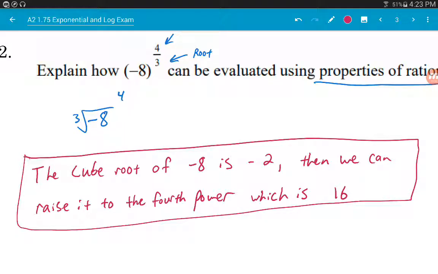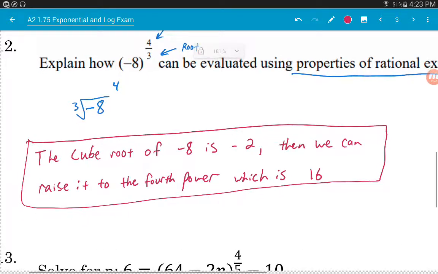You could write more, but this is full credit because I'm explaining that a 4/3 power is equal to a cube root and a 4th power, a 4th exponent. So you need to explain what both of those sort of mean in the context of the question and show that you know that they're equivalent to radicals.